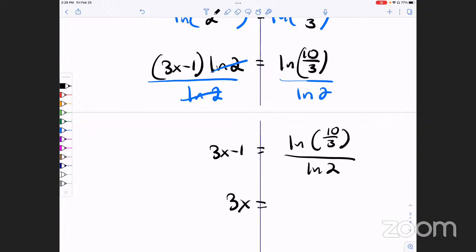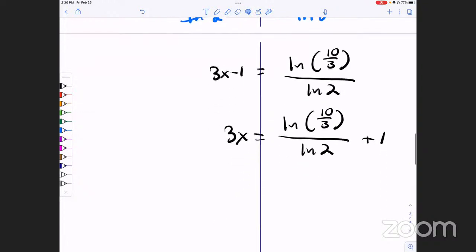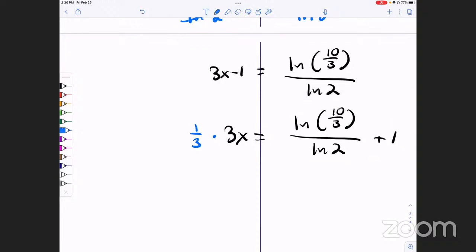Adding 1 to both sides, we get 3x equals this thing plus 1. Since we're multiplying by 3, we can divide both sides by 3. Dividing by 3 is the same as multiplying by a third, so I'm going to multiply both sides by 1 over 3. A number divided by itself is 1. Again, that's the exact answer above. And then at that point, I'm going to put this in my calculator to find the final result.